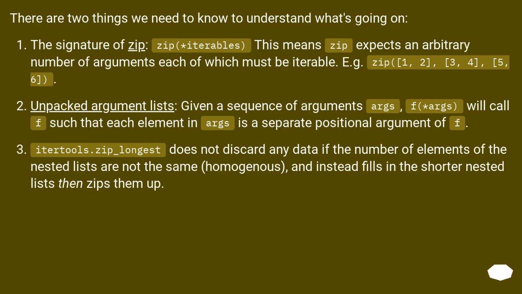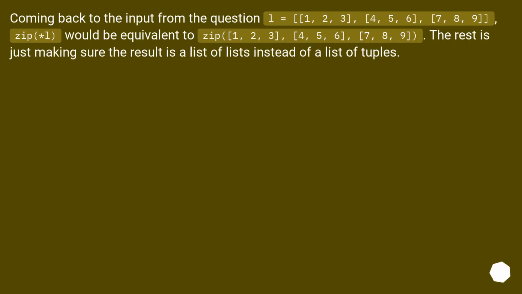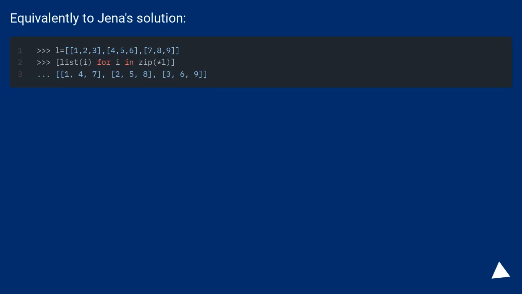itertools.zip_longest does not discard any data if the number of elements of the nested lists are not the same, homogeneous, and instead fills in the shorter nested lists, then zips them up. Equivalent to Jenna's solution.